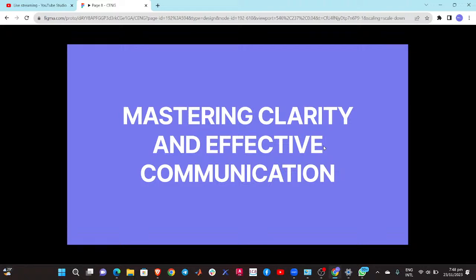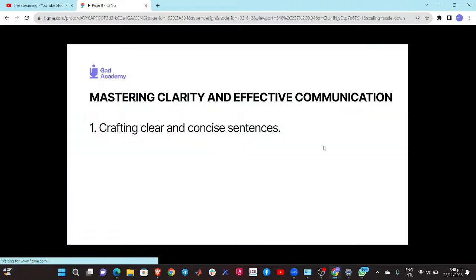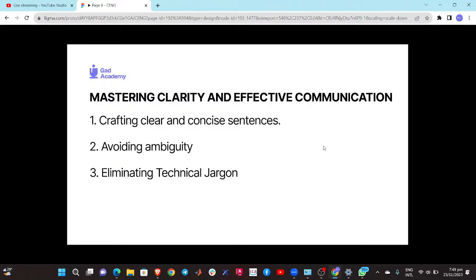So without much ado, I'd like to move directly into the discussion. It's quite a long slide I have here, but I'm going to summarize it so that later on you can have the slide. You can pick up the link in the description of this video. So, mastering clarity and effective communication. We have our first point: crafting clear and concise sentences, avoiding ambiguity, eliminating technical jargon, incorporating visuals and diagrams.